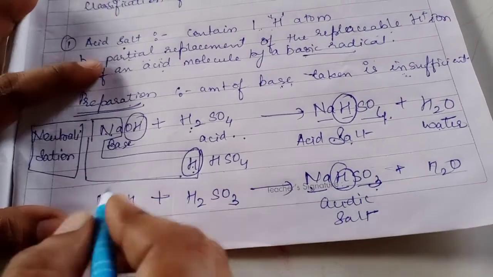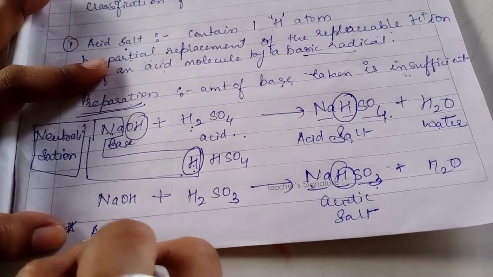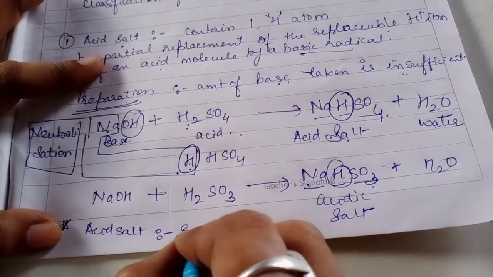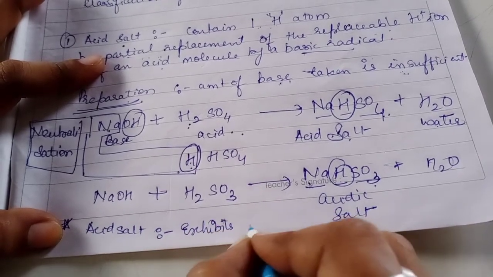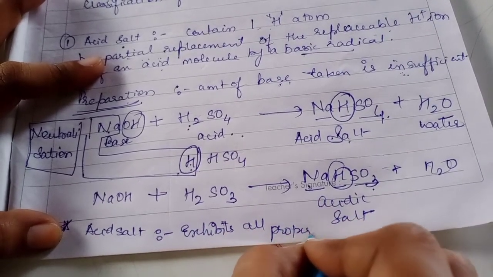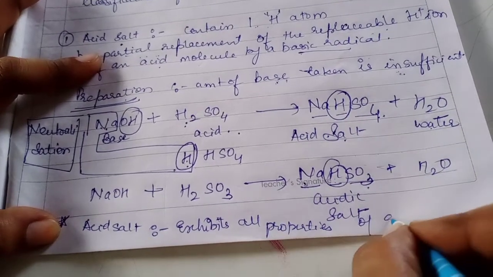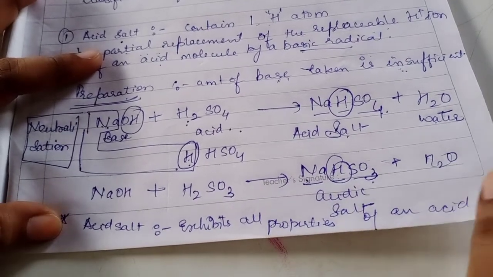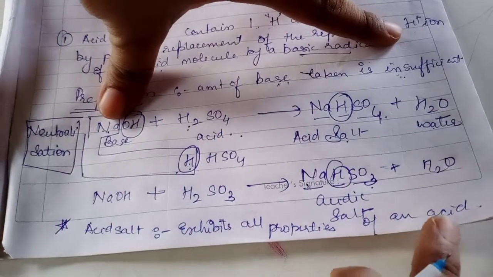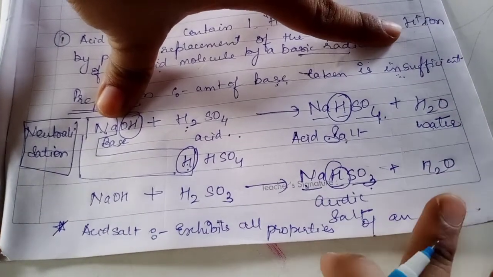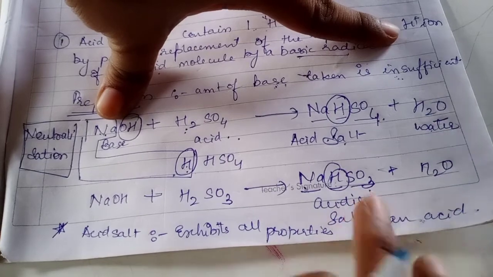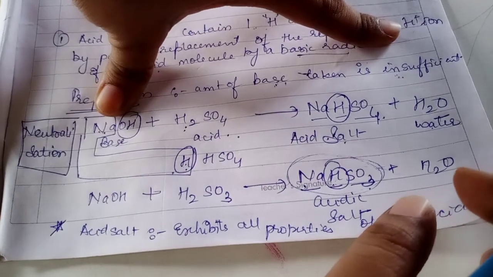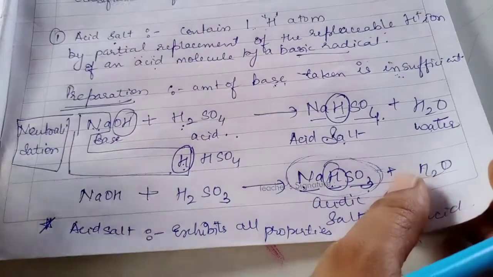Another thing is, acid salt exhibits all the properties of an acid. It exhibits all properties of an acid in the solution. So this acid salt contains H plus ion or hydronium ion. That means they will ionize. When this salt ionizes, it will produce H plus ions from it. Yes or no?